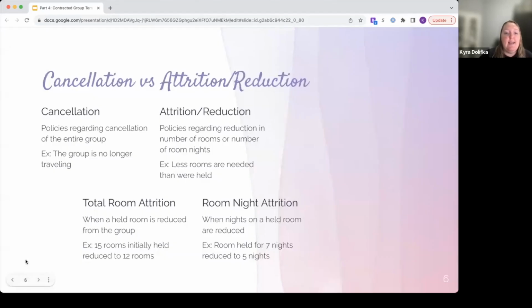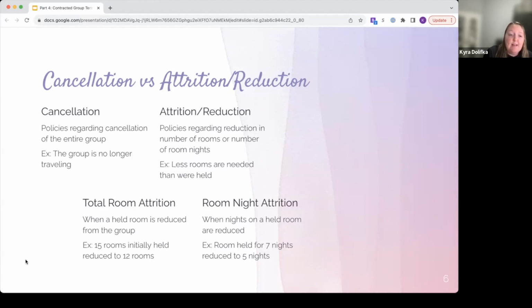So let's talk about cancellation versus attrition and reduction, okay? This is something that can be very confusing, so let's go over it. Cancellation is when the entire group is not going. So if you see the word cancel in your contract or in your quote, it really does mean that the whole group's not going. No one is traveling. They are the policies regarding cancellation of the entire group. Now, that is maybe not so likely to happen.